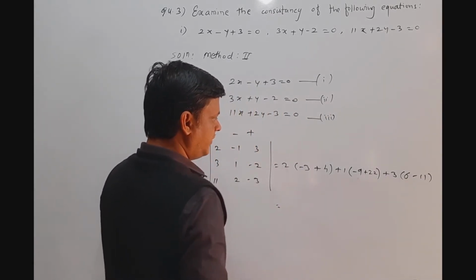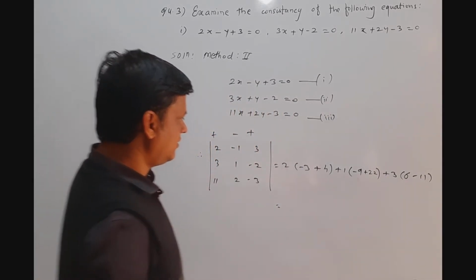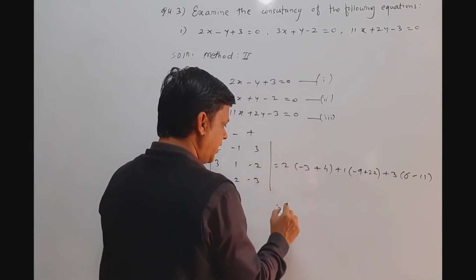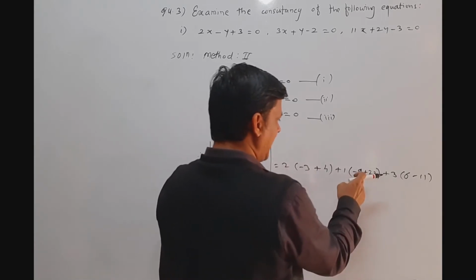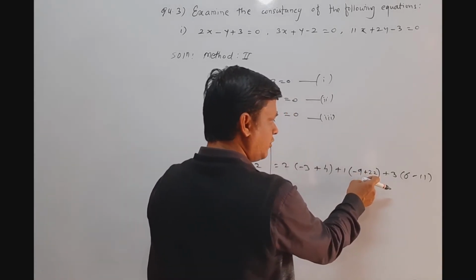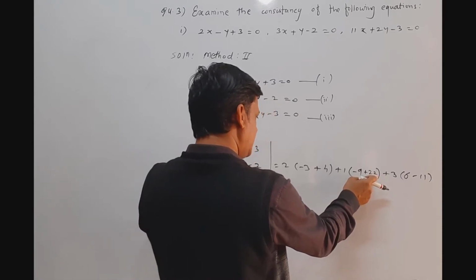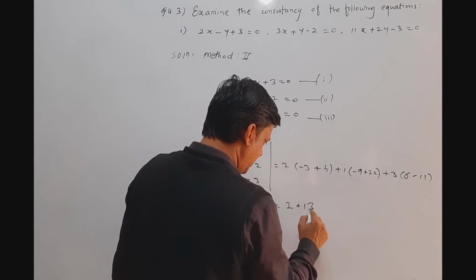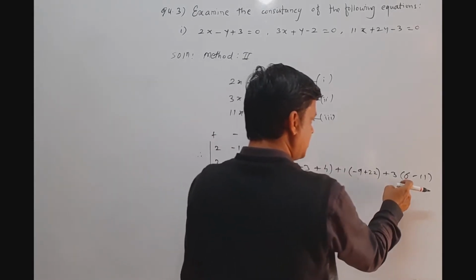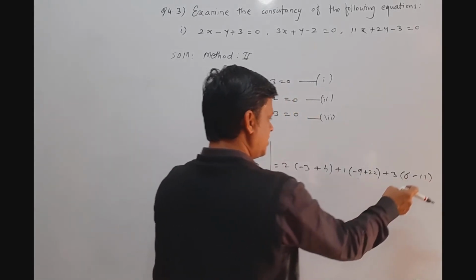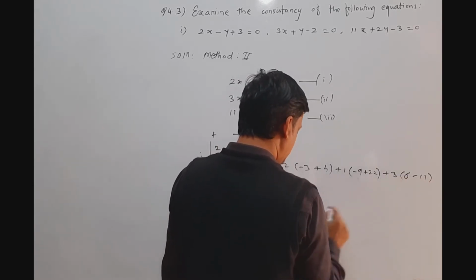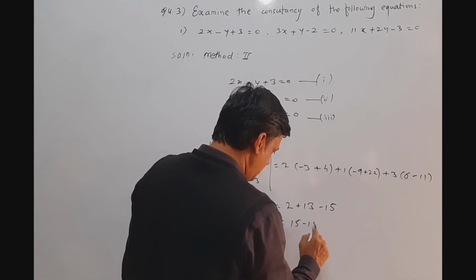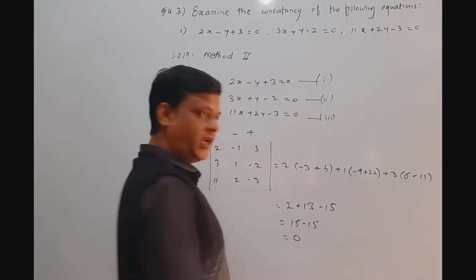Now find the value of this expansion. Minus 3 plus 4 which is plus 1. So 1 into 2 we get 2. Then here minus 9 plus 22 which is equal to 13. So plus 13 into 1 we get plus 13. Then 6 minus 11 which is minus 5. So minus 5 into 3 we get minus 15. So 2 plus 13 which is 15. So 15 minus 15 we get 0.